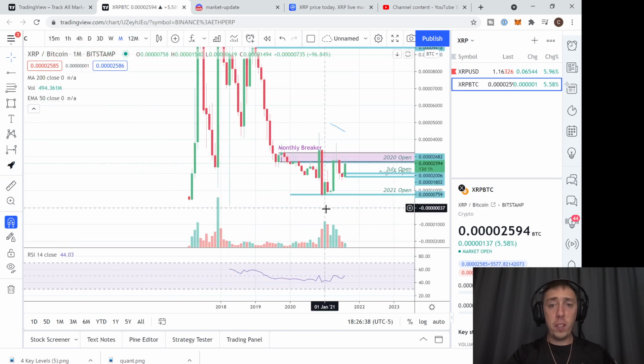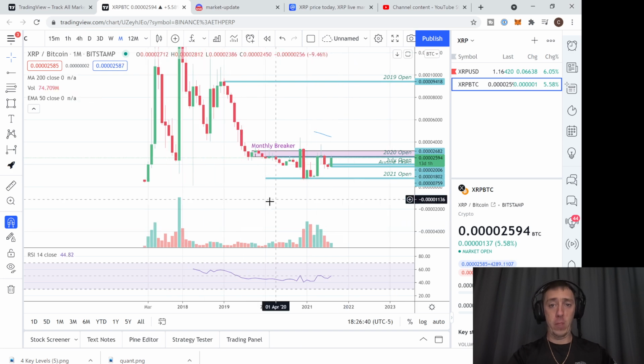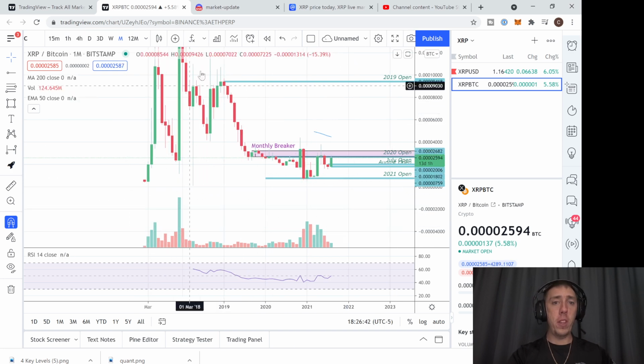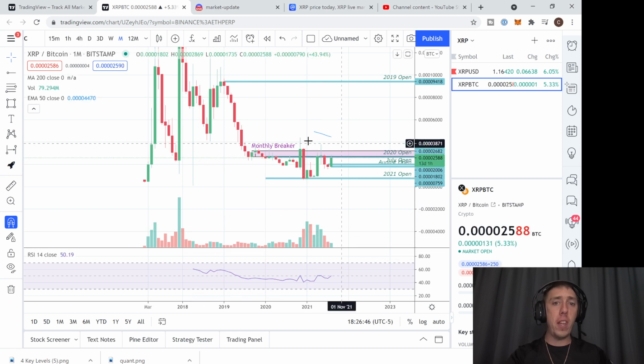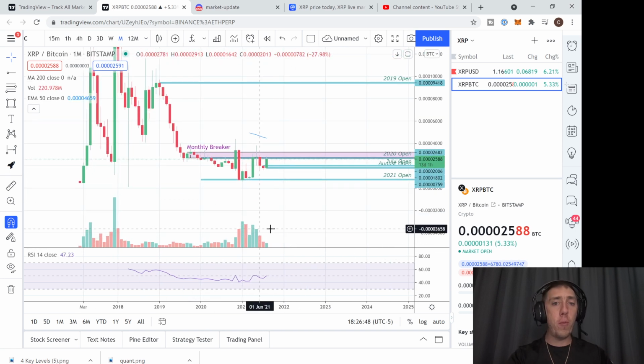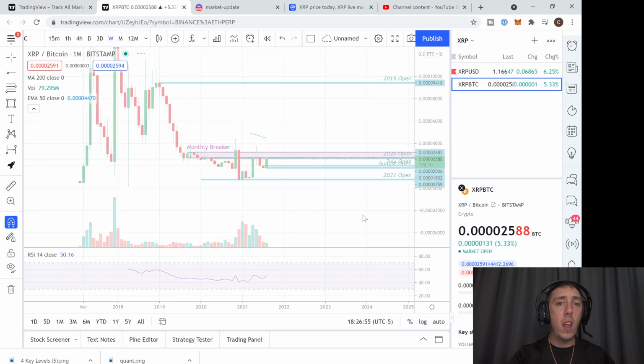So let's look at the overall volume profile, right? We had a lot of volume on the increase, and this entire decrease we had a very low amount of volume. Now that we're starting to get a lot of volatility in the market, there's a lot more volume. That's a good sign for us. That means people are starting to take interest in XRP. I like the volume increasing on this weekly chart.